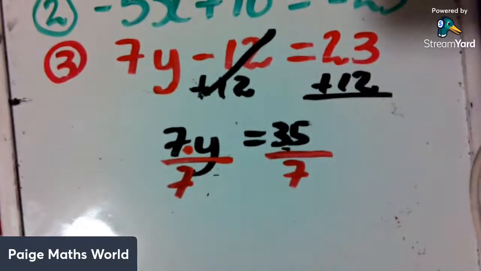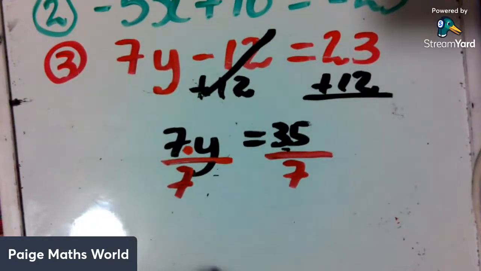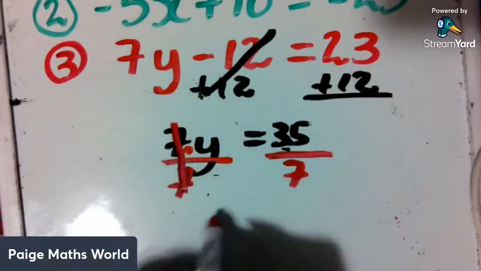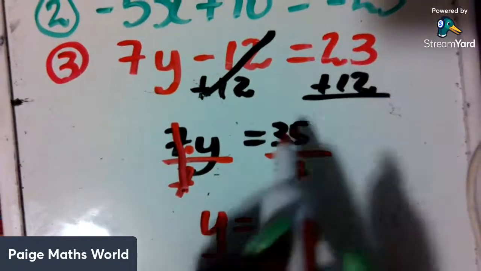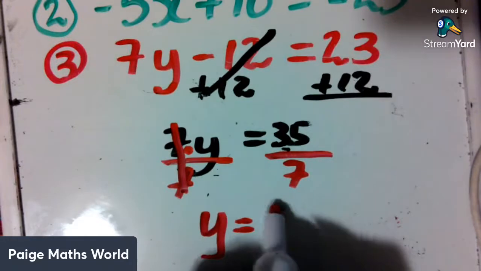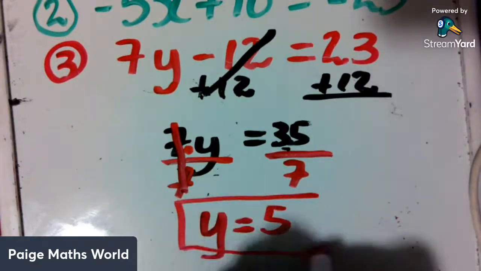So anything we want to get rid of, that's what we do the opposite of. And so the 7's cancel. And so y is now equal to 35 divided by 7, which is 5. And so y is equal to 5.